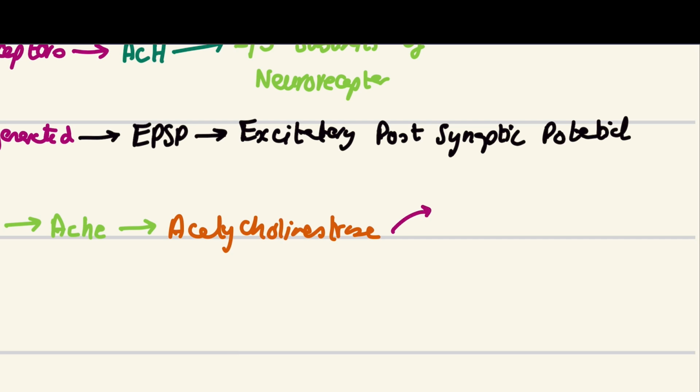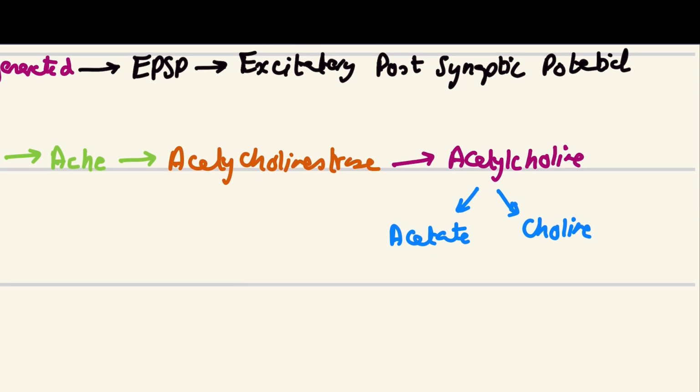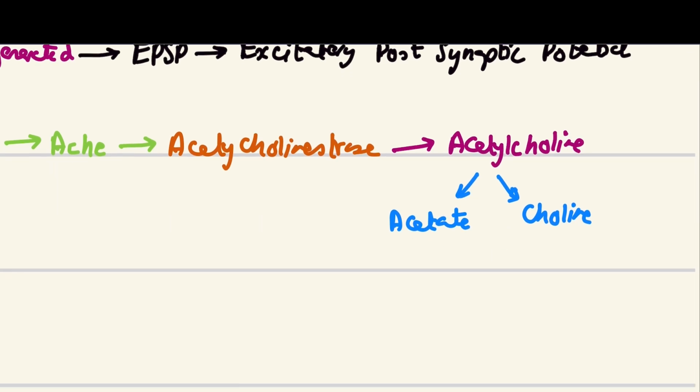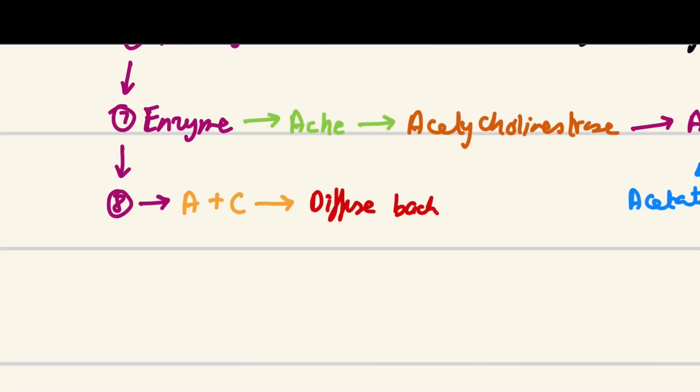Okay. This is going to be breaking acetylcholine into two things. The two things being acetate and choline. And now guys, these things can diffuse back. Okay, here we come to the 7th point: acetate and choline are going to diffuse back. Okay guys, acetate and choline are going to be diffusing back.